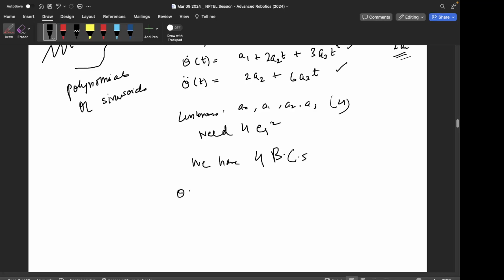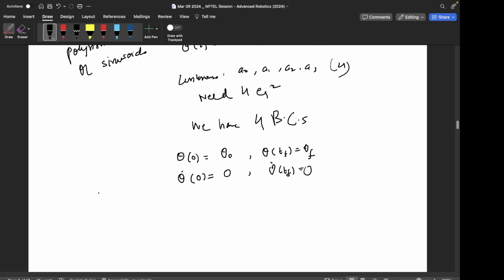We have that theta at 0 is, let's say, theta 0, and theta at time tf is theta f. And first we will consider the case of starting from rest and ending at rest only. So theta dot at the start is 0 and theta dot at the end is 0, right? So what you do next is basically use these boundary conditions, putting values of t in the expression of theta t and theta dot.